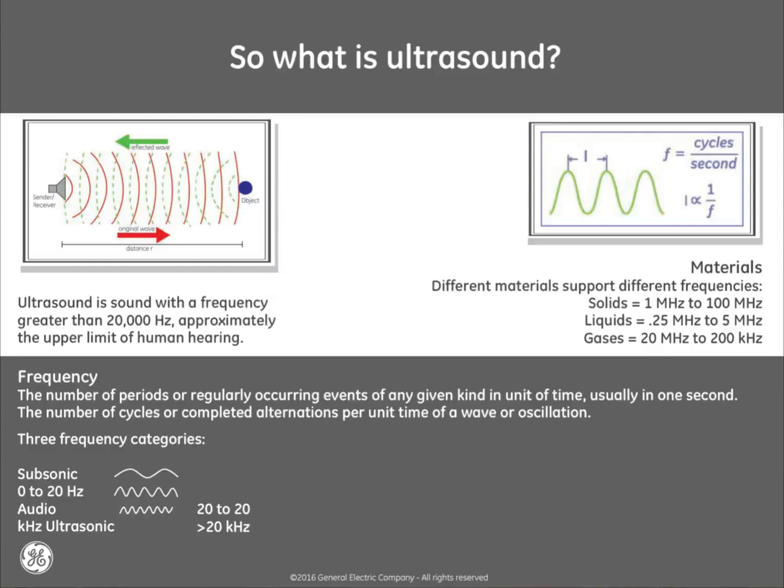When discussing ultrasound, an important side note is that different materials support different frequencies. Typically, a frequency of greater than 1 megahertz is used for solids. 250 kilohertz to 5 megahertz is used for liquids, and 20 kilohertz to 200 kilohertz are used for gases. The final application of a specific frequency to media will depend on many factors such as acoustic attenuation or absorption.